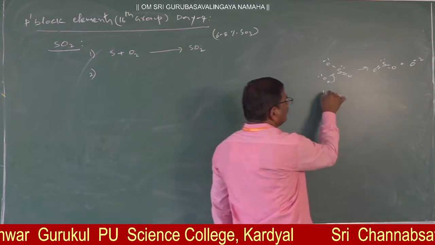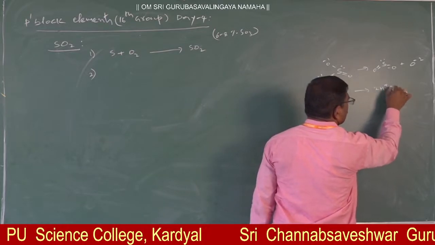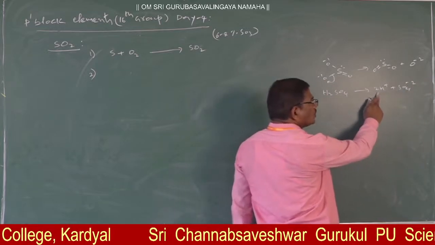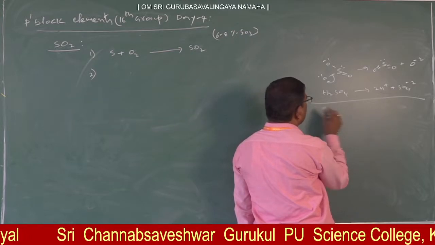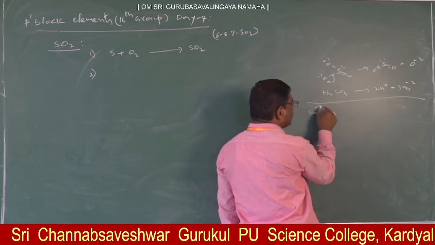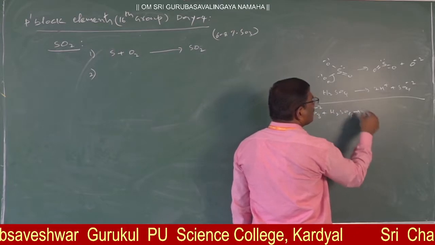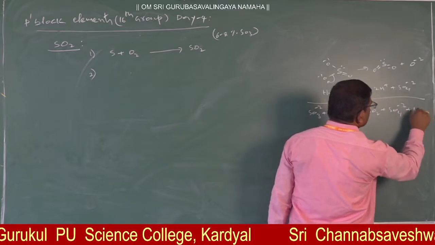Correct? Here, what will sulfuric acid do? H2SO4 gets ionized into 2H plus and SO4 2 minus. Correct? These 2H plus go with O2 minus. Therefore, what will they give? That sulfite with H2SO4 converts into SO2 plus SO4 2 minus plus H2O.